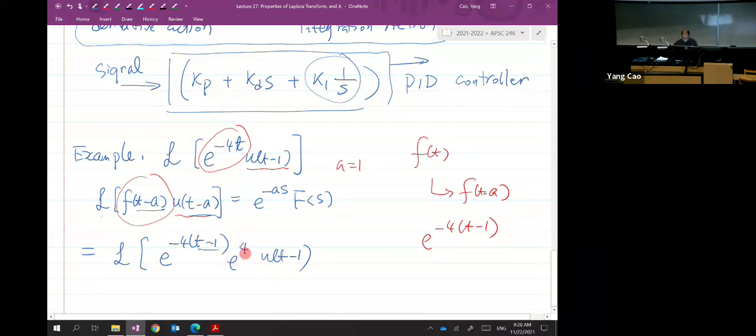Multiplied by e to the power 4. Exactly. Is it multiplied by e to the power 4? Actually, it's very close now. So before we multiply e to the power 4, let's just see. This is your negative 4t. I want to keep negative 4t. That's what I mean, right? But I changed to negative 4 times t minus 1.